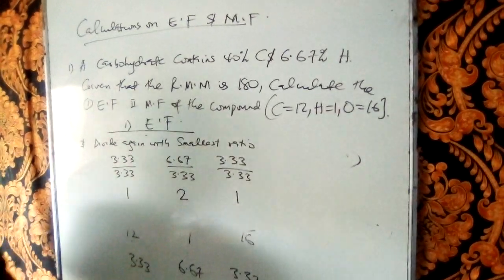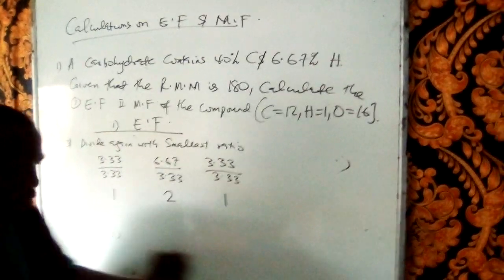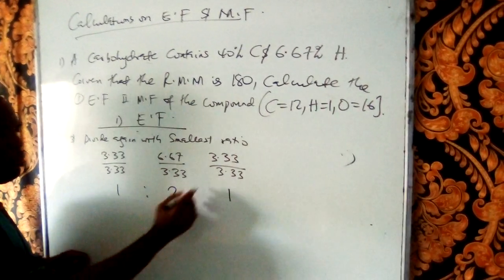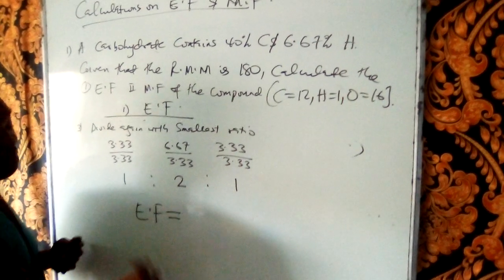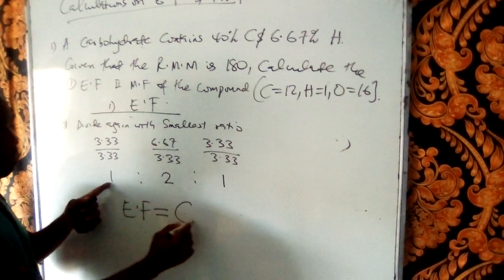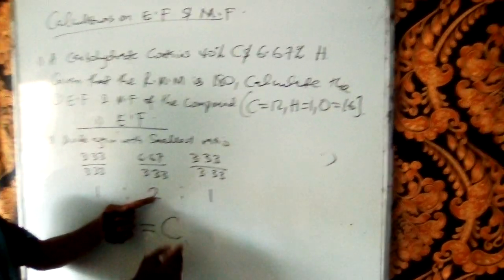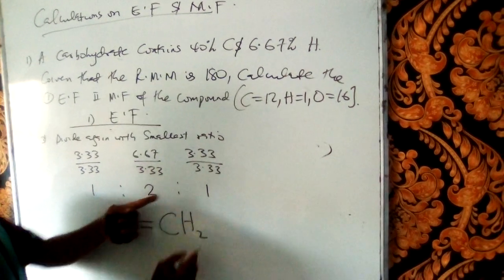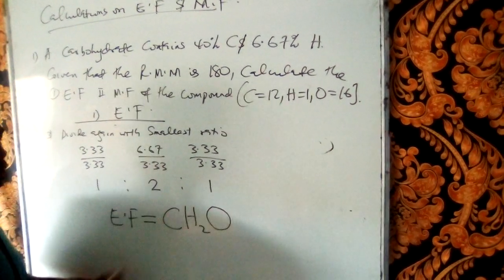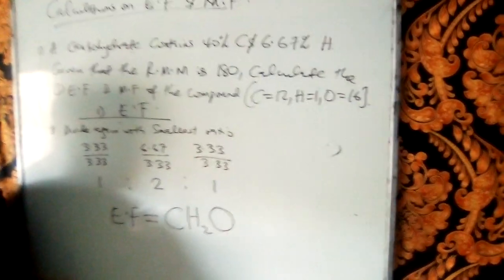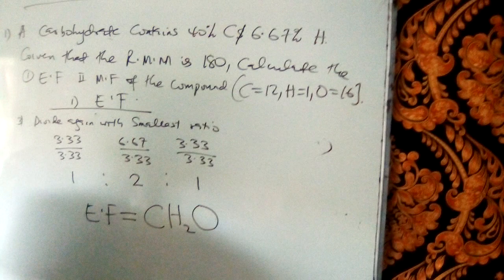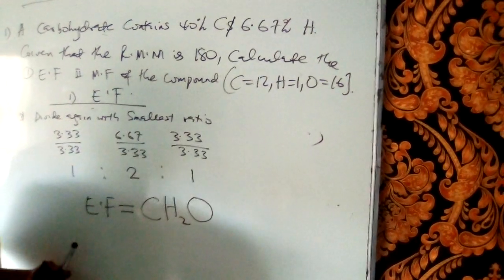So the empirical formula will now be in the ratio 1:2:1. We'll now write for the carbohydrate, which I presume is glucose, C, that is 1 carbon, the hydrogen is 2, and then 1 oxygen. So this is the empirical formula of glucose. So you see, I can find the empirical formula of any compound using the percentage composition.